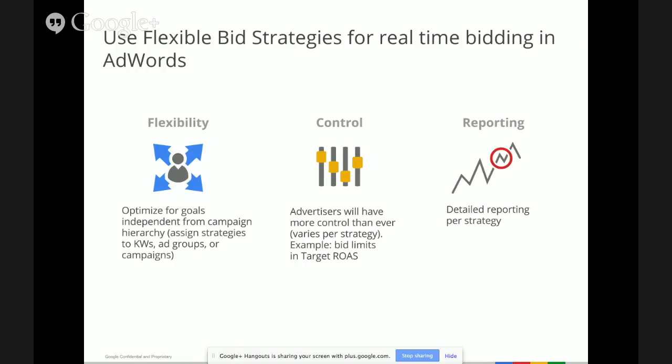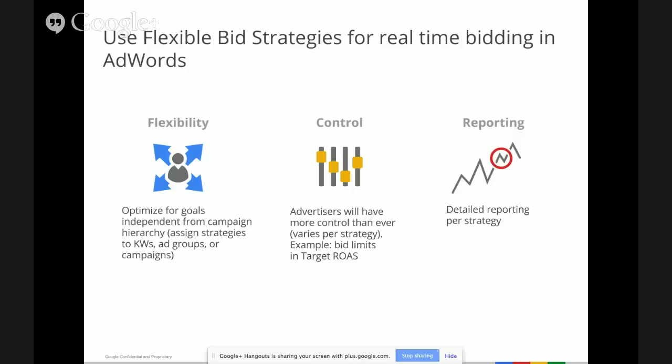Thanks, Brent. So our solution for you is flexible bid strategies, which is a new bidding infrastructure that we launched towards the end of last year. Now, instead of setting your automated bidding options through the campaign settings, you now have access to them through the shared library. This means that you're no longer tied to setting one strategy per campaign, and automated bidding now gives you the real-time bidding algorithm with the ability to set it to different ad groups, different keywords, cross campaigns, all at the same time. So there are three pillars to this strategy: flexibility, control, and reporting.